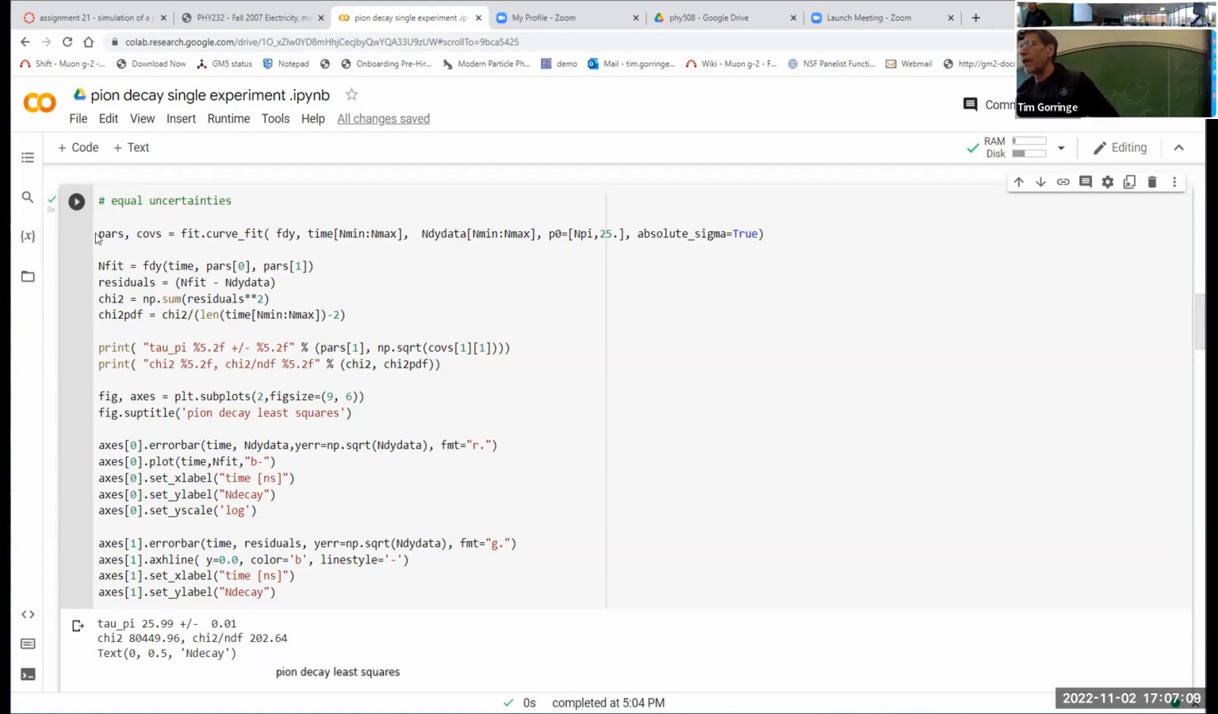So here I am calling, just to remind you, curve fit. So I'm passing it several arguments here. Here's the name of the exponential decay curve function that we're going to fit to the data by adjusting the parameters of the function to minimize the chi-squared.